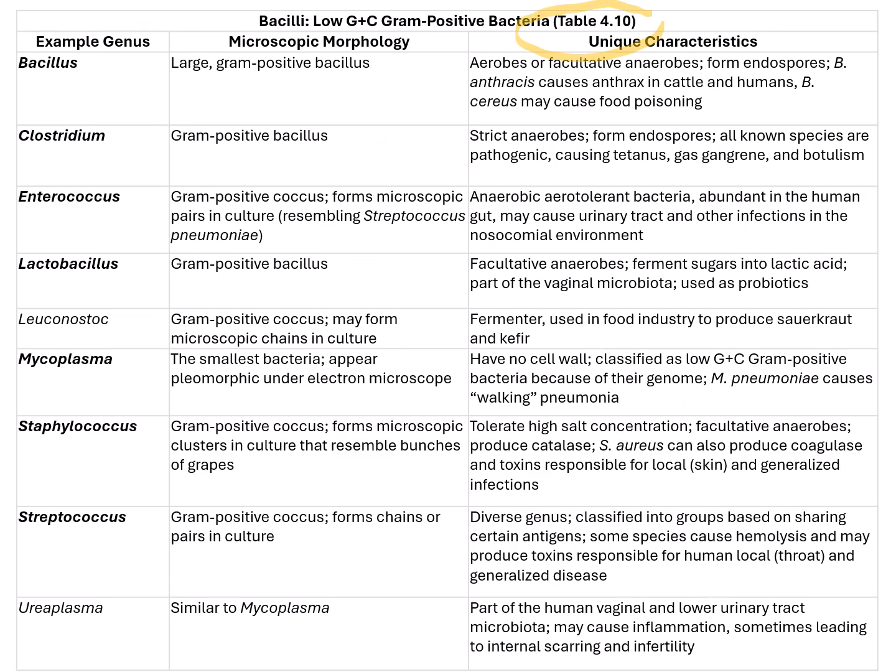This table includes important gram-positive bacteria that are in that low GC category, and I'd like you to know the bolded ones. Don't worry about Leuconostoc or Ureaplasma.